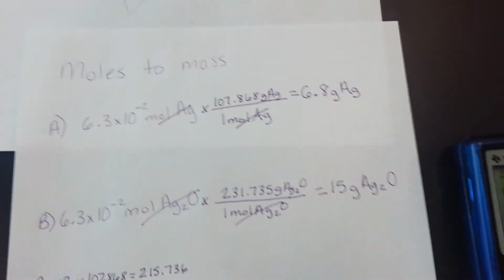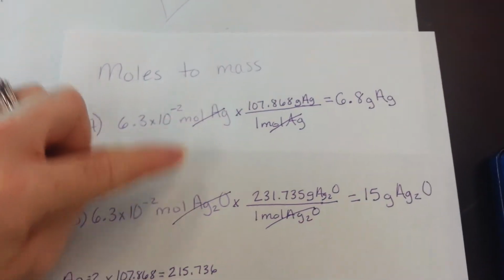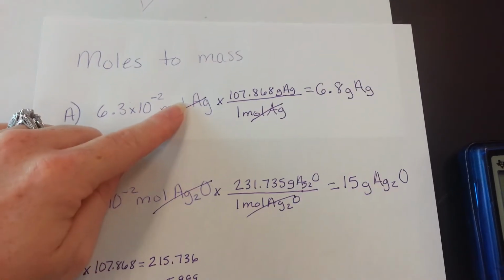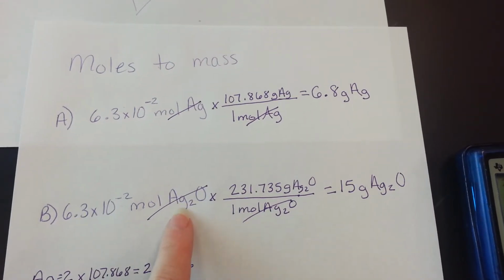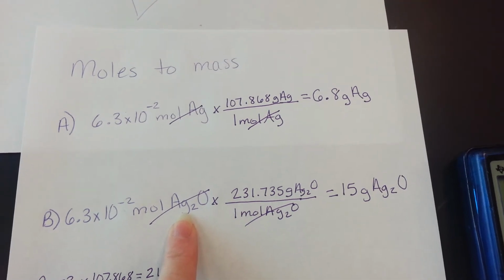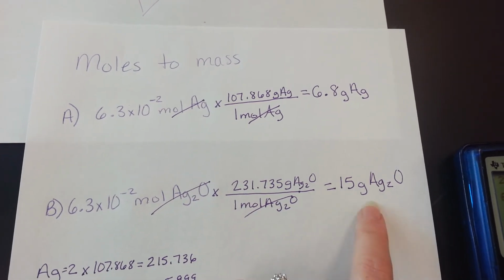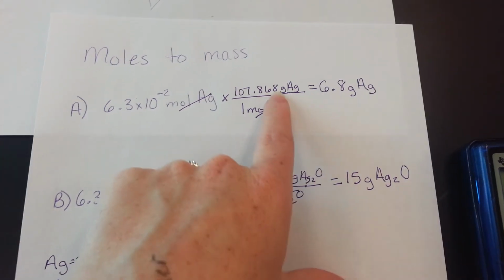So notice, even though we had the same mole amount, because this was just silver, and this was a silver oxide compound, the same mole amount is going to have more mass of this more massive compound than if it was just silver.